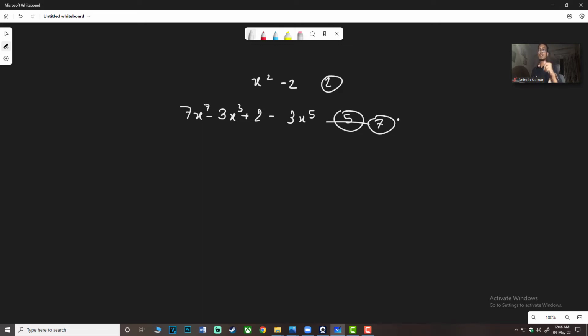So there are three types: the numerator index less than, equal to, or greater than the denominator index. We will move on to the first type, where the numerator index is less than the denominator index. That is type number 1.